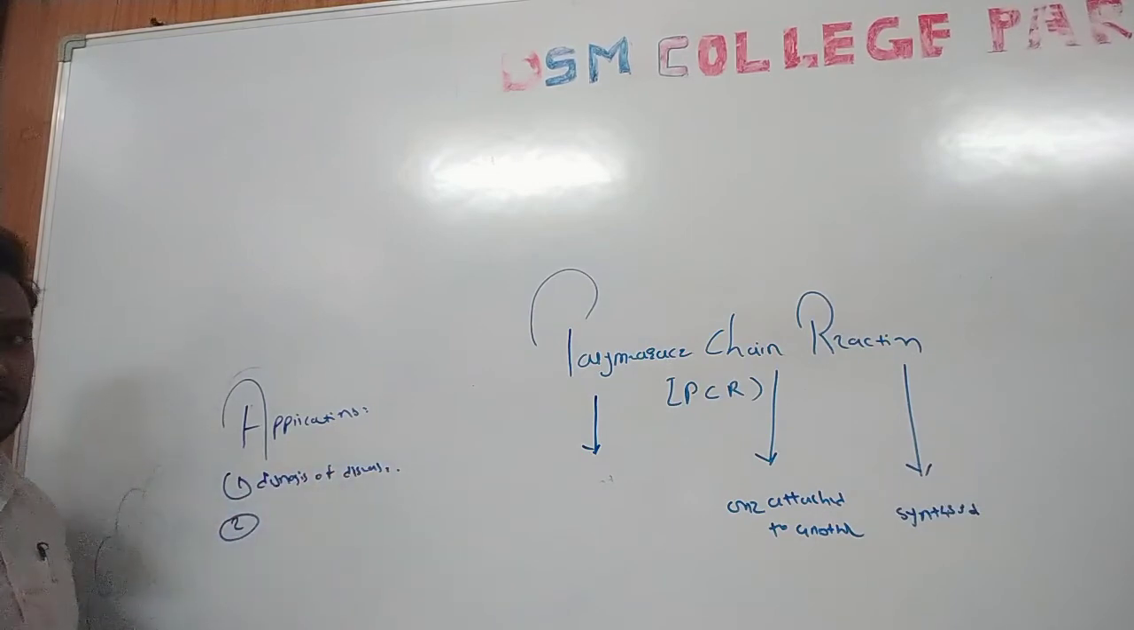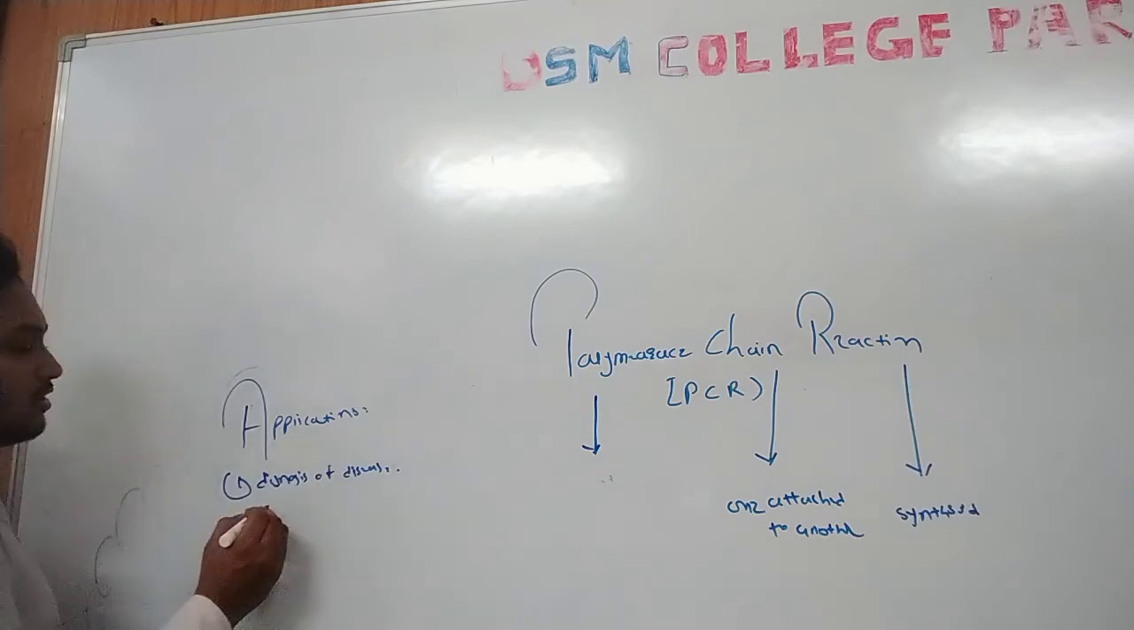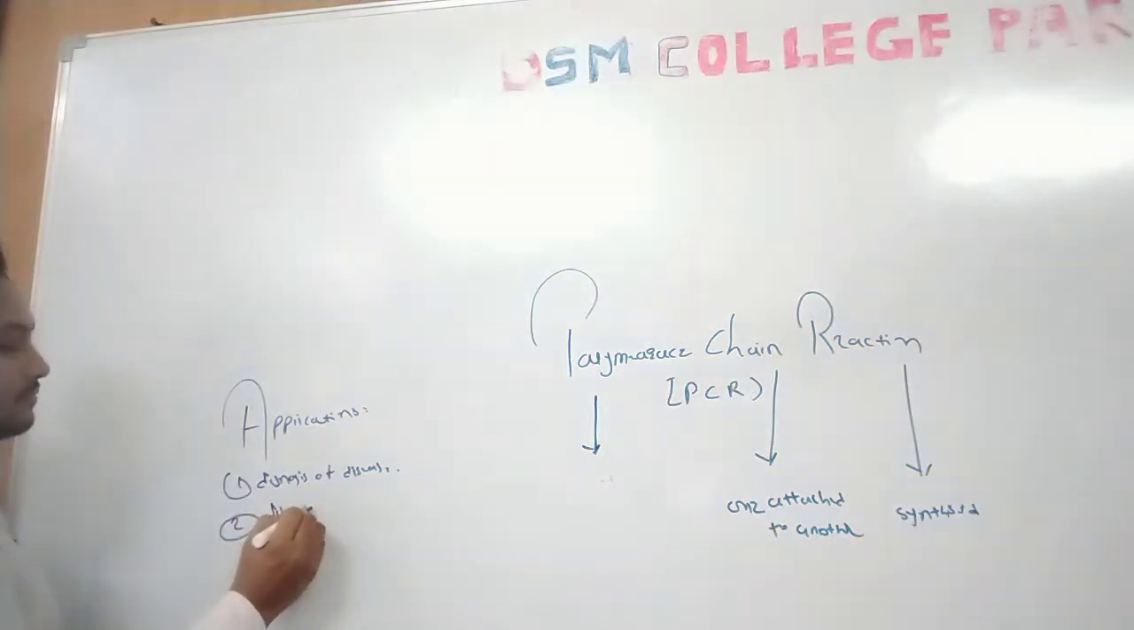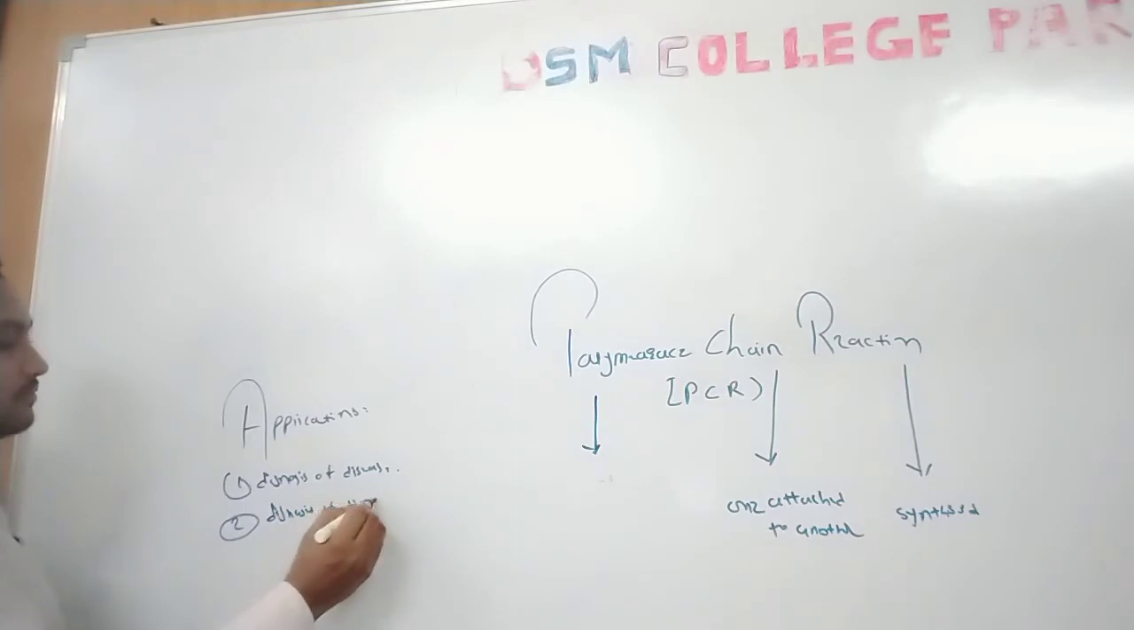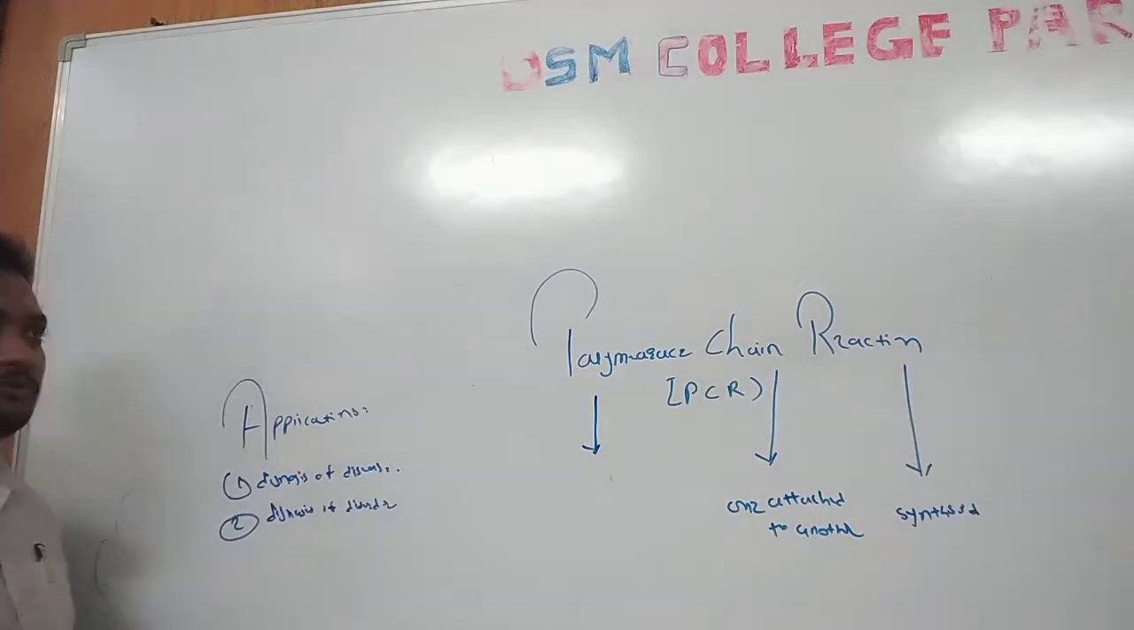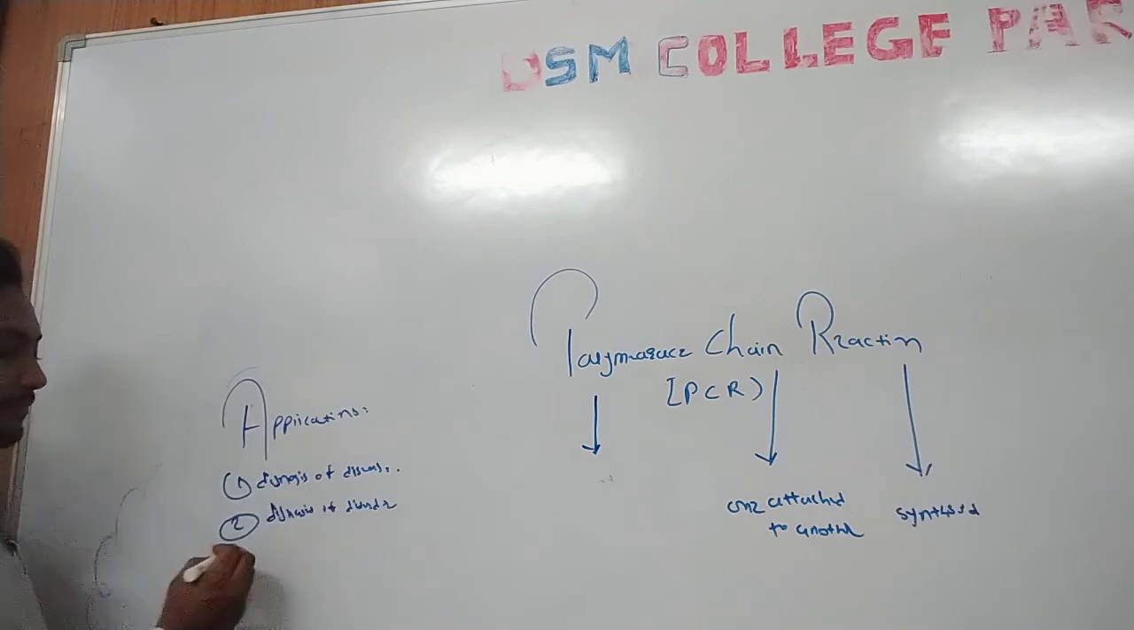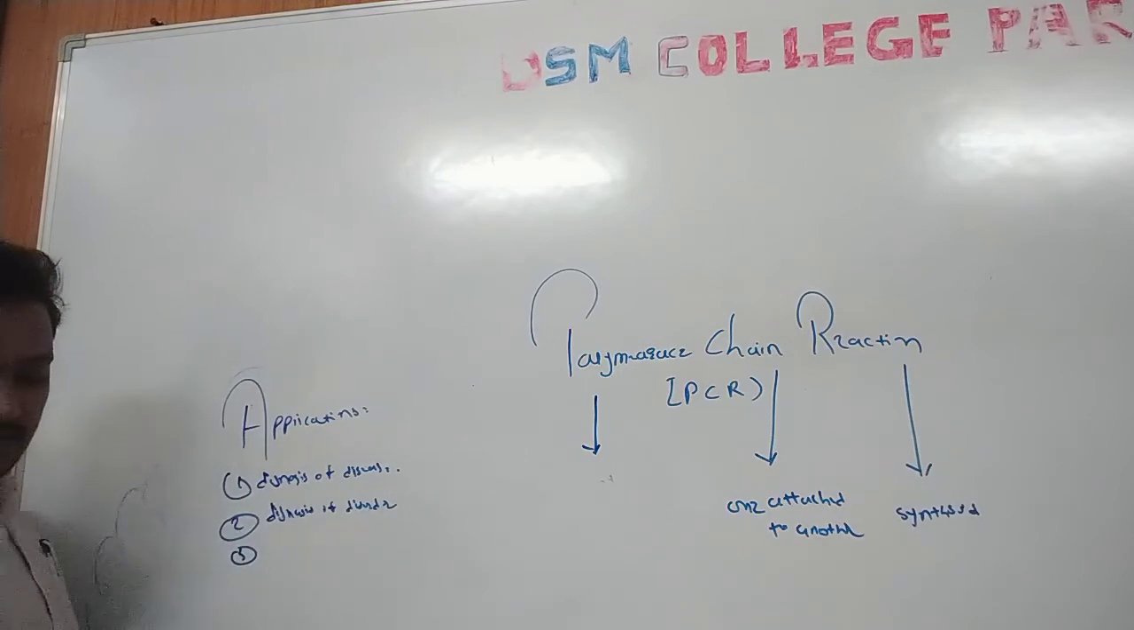The first application is the diagnosis of genetic disorders. Various types of genes are responsible for disorders, and we study these disorders through the polymerase chain reaction. A minute quantity of DNA is not enough for diagnosis, so we synthesize a large quantity for the diagnosis of these disorders. Next is DNA fingerprinting.